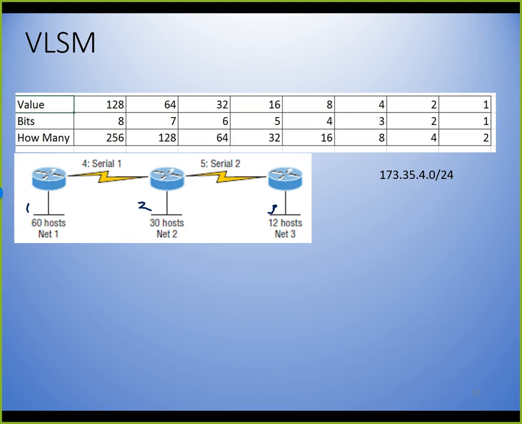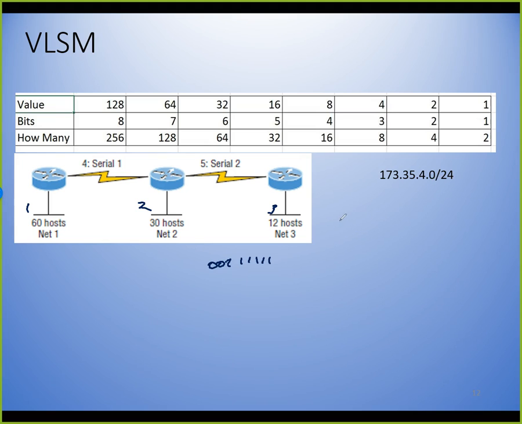To do that, we'll go back up and use our chart. To get 60 hosts, we need 6 bits. So we could write the subnet mask. The host is 6 bits, which means we've got 6 zeros for host, and 1, 2, 3, 4, 5, 6, 7, 8 ones for the network portion. So we move the network portion over to the right.